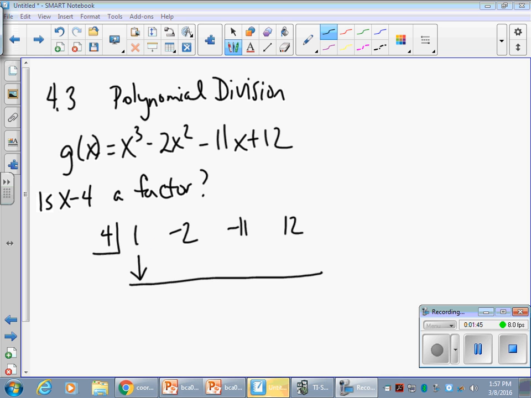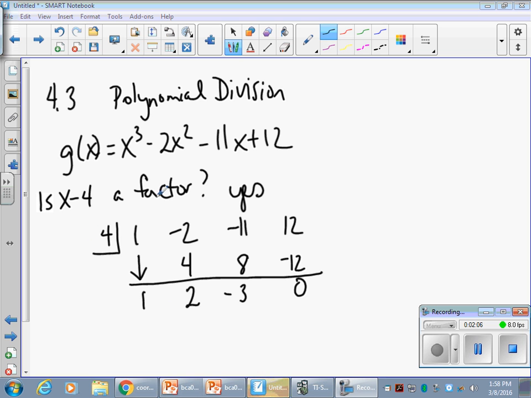Okay, bring down the 1. 4 times 1 is 4, and then add. Negative 2 plus 4 is 2. 4 times 2 is 8. Negative 11 plus 8 is negative 3. 4 times negative 3 is negative 12. Add these. You get a remainder of 0. So my answer for is x minus 4 a factor? Since there's a remainder of 0, I would say yes, it's a factor.